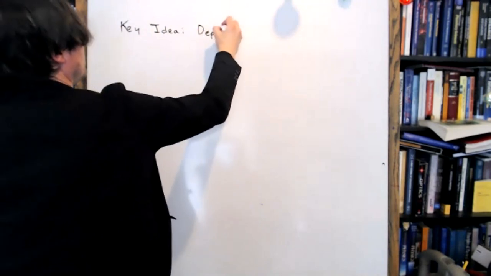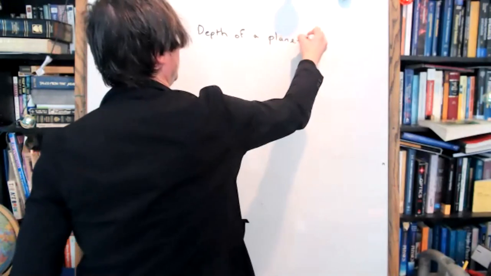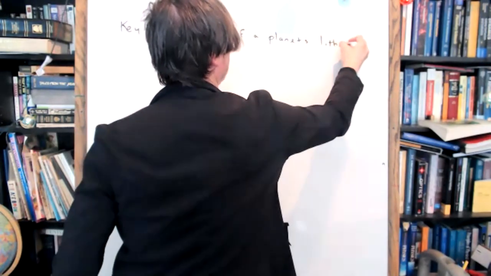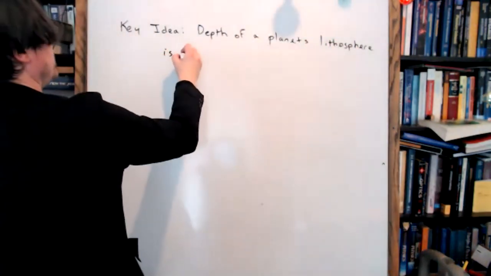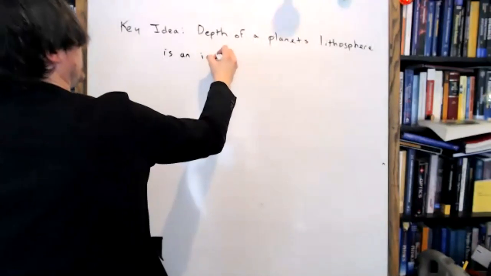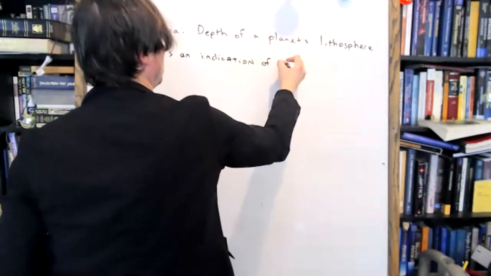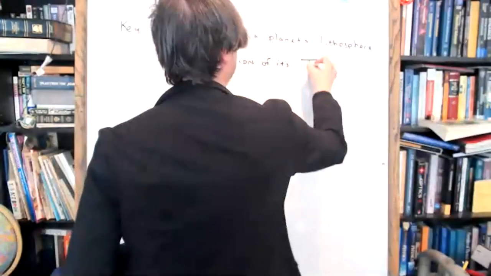The depth of a planet's lithosphere is an indication of its, and here's the key concept, internal heat.